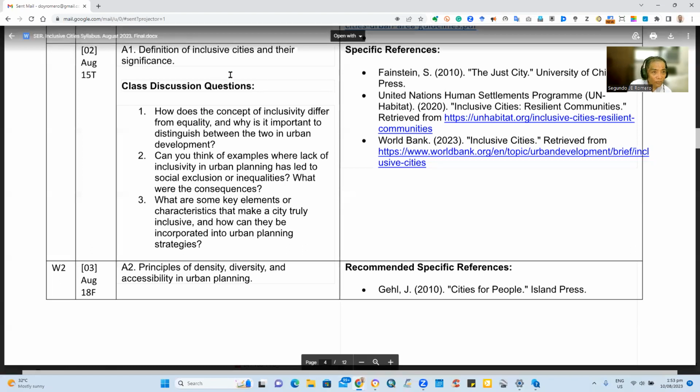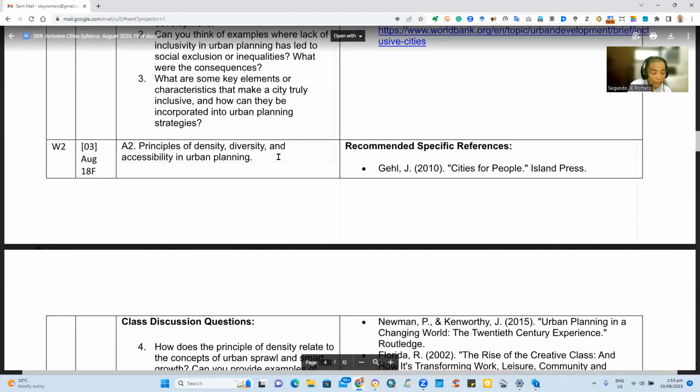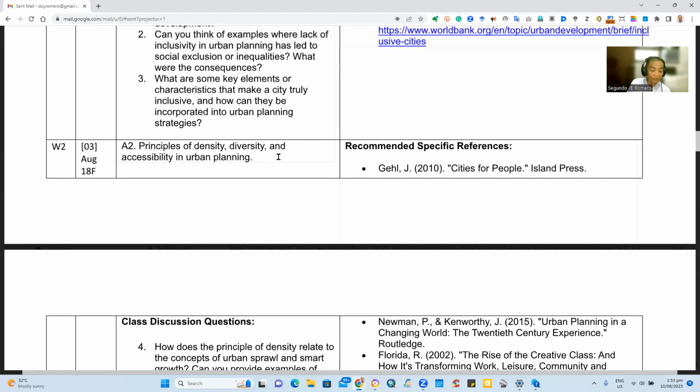So let me just go through this, definition of inclusive cities and their significance. A2 is principles of density, diversity, and accessibility in urban planning. So for the subunits, you only have recommended specific readings. Examine them for material that you might be able to use in answering the questions. Even if you are not answering a question, please read the material, okay? Because then I might ask you to participate in a class discussion or in a talk show on a particular topic, and you should be ready to participate.